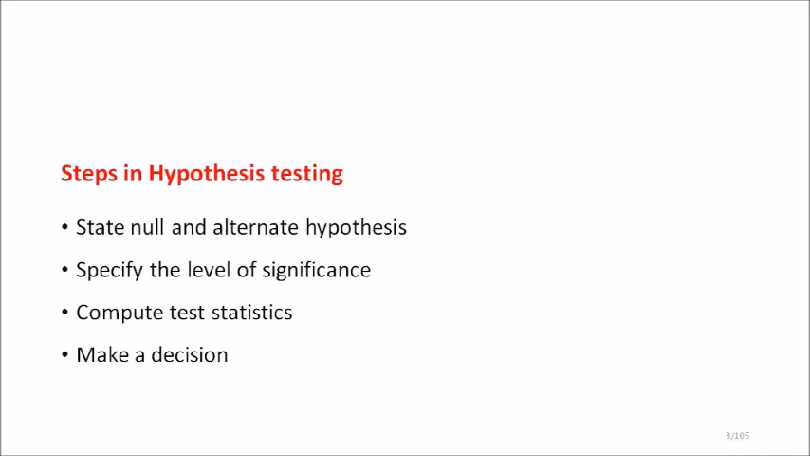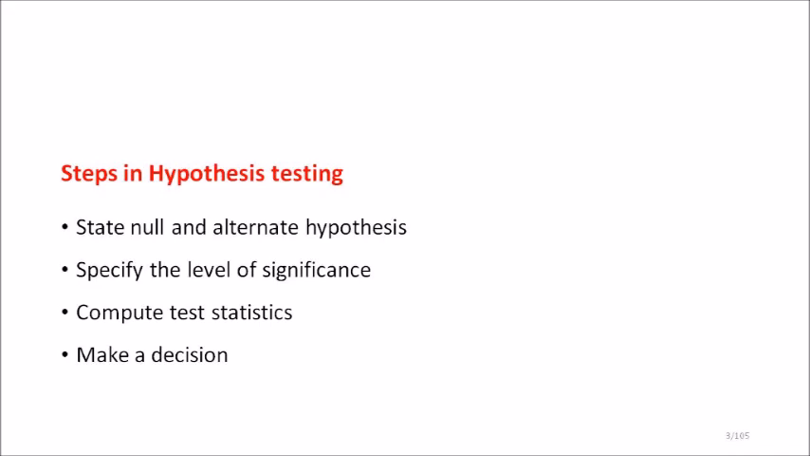Okay. So first we have to state the null and alternate hypothesis. That is a very important step in biostatistics. We have to state the null hypothesis and the alternate hypothesis. Second step is specifying the levels of significance. Next is to compute the test statistics, and the last one is making a decision. Okay, so these are the steps in hypothesis testing.